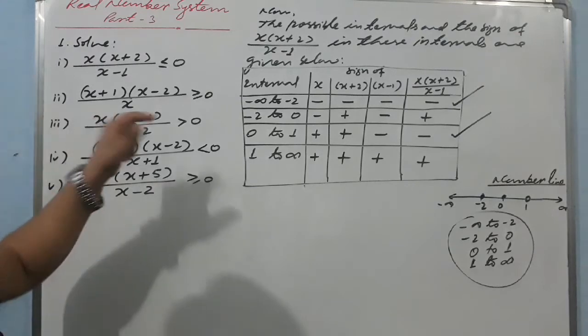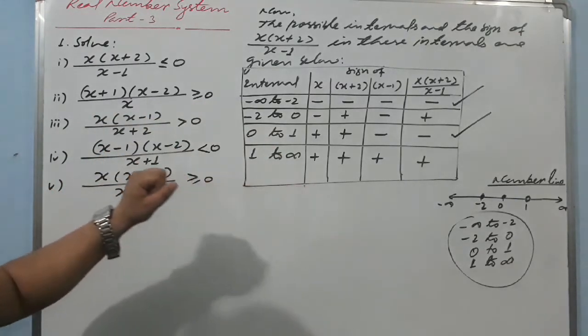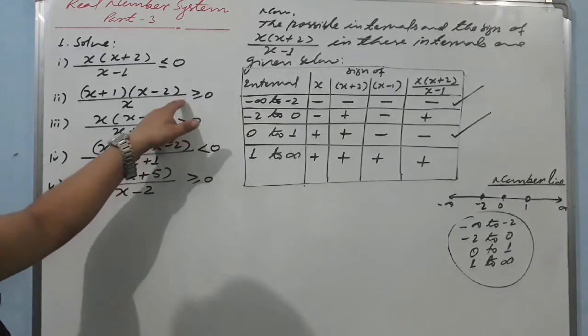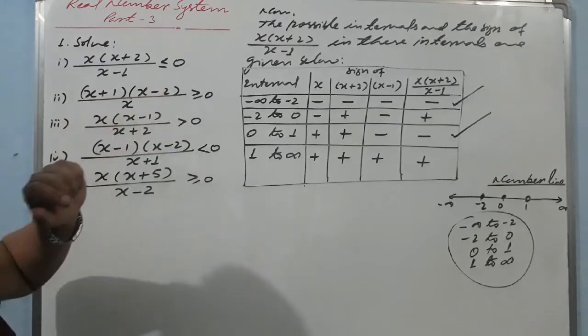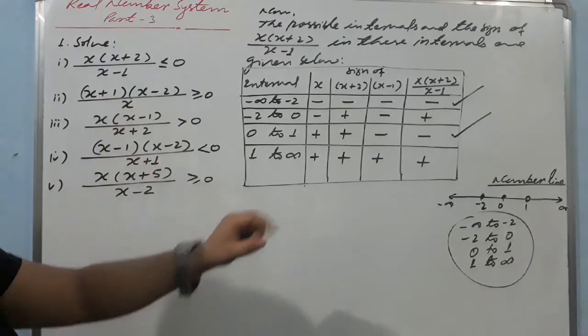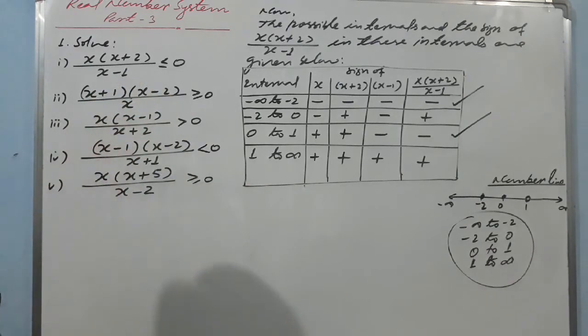And one more thing: in this also you have to see the dark circle and the empty circle. In this case you will use a dark circle with minus 2 and with 1. And 0 means an empty circle, because at x equal to 0 the left hand side is not defined.